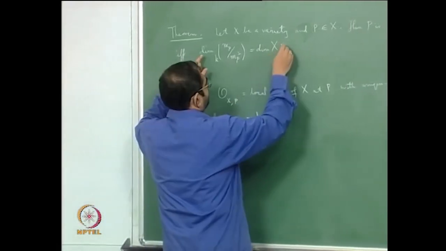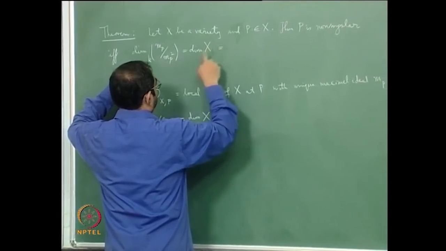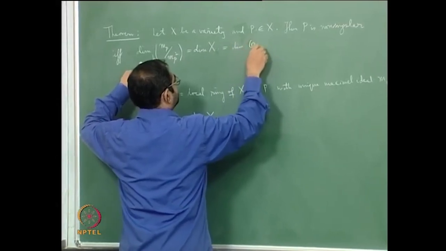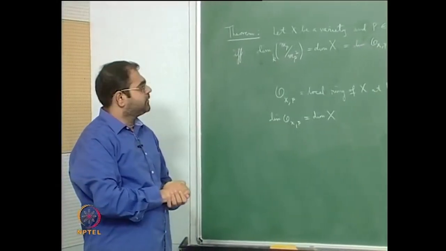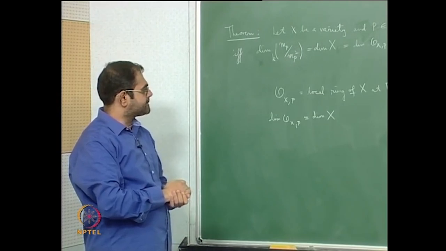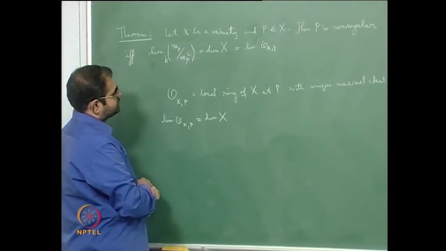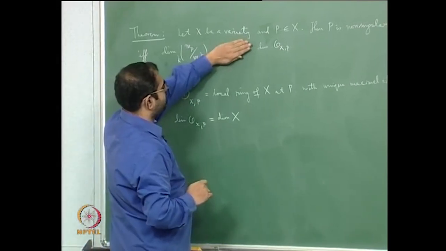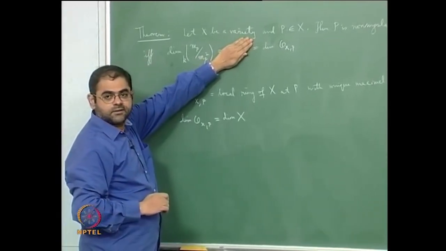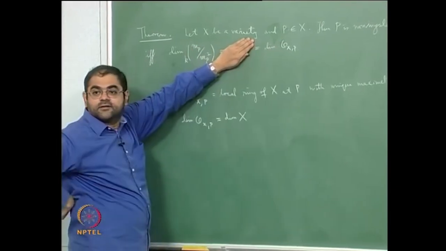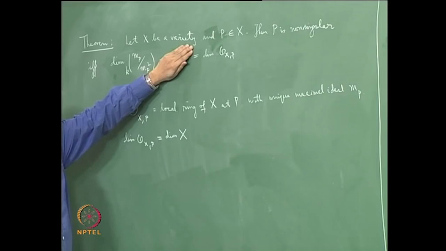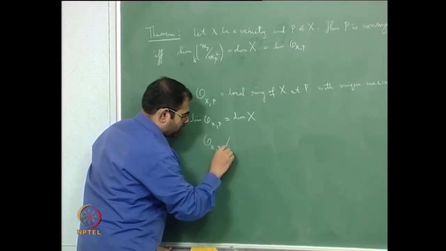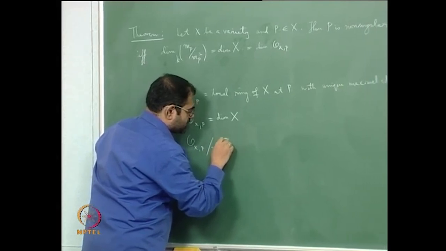I can also write the dimension of O_{X,P} if I want to reflect the point P. If I don't look at the dimension of X term, then I have a condition which seems to have only to do with the local ring. I am just saying that the dimension of the local ring is the same as the dimension of m mod m squared. The local ring modulo the maximal ideal will give you just k.